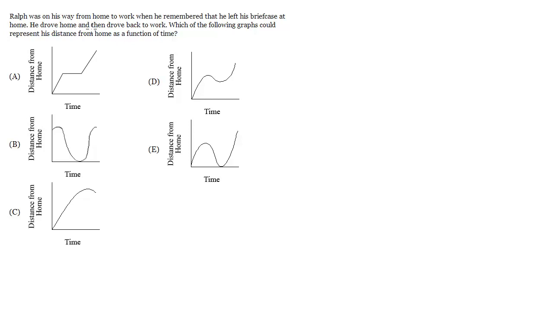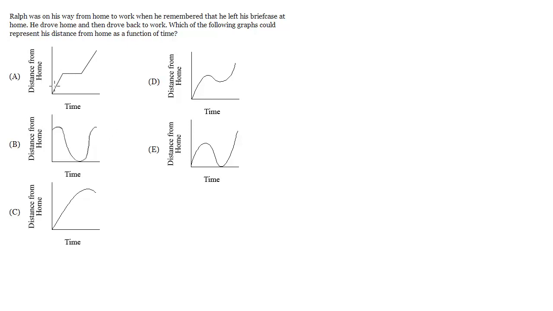He's going from home to work. He remembers he left his briefcase at home, so he goes back to home and then drives back to work. And we want to know which of these represents his distance from home as a function of time. In other words, as this story goes on, as this time goes on, which of these graphs represent how far away he is from home at any given time.